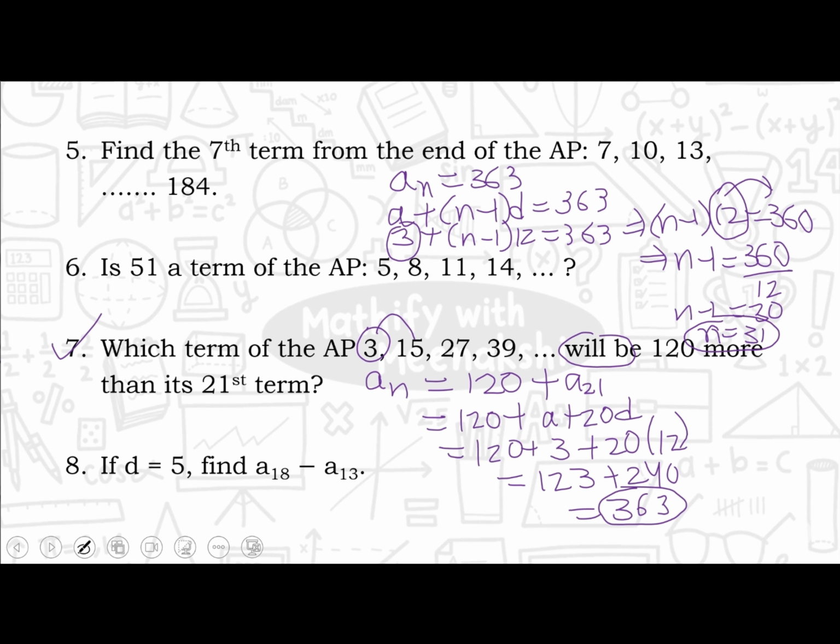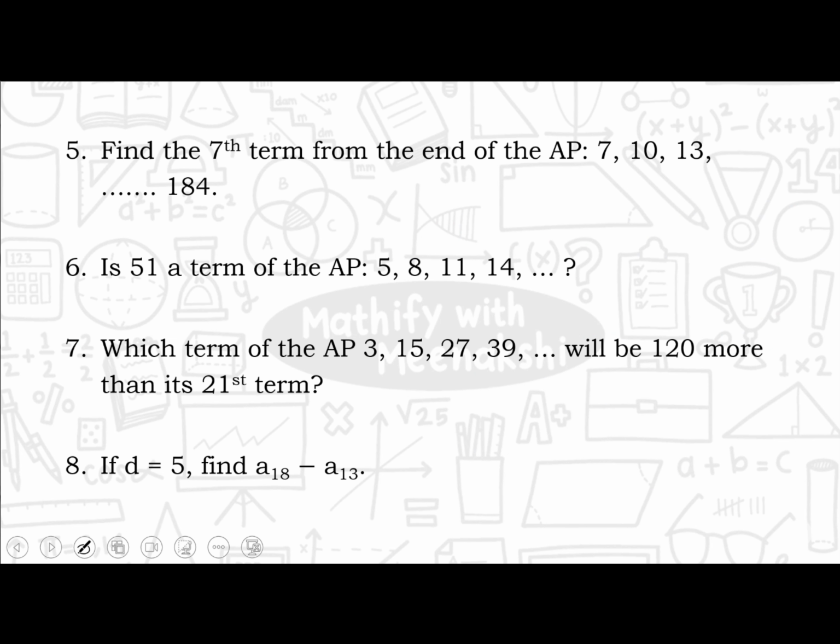Let's move to the next question, that is question number 8. In question number 8, it's very simple. It's a one marker. You have d given to you and you have to find the difference between two terms of an AP, that is the 18th and 13th term. Now what is a18? That is a plus 17d minus. Don't forget to make a bracket here because a13 is a binomial, that will give you a plus 12d.